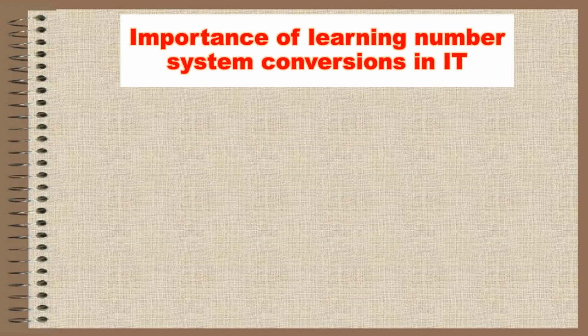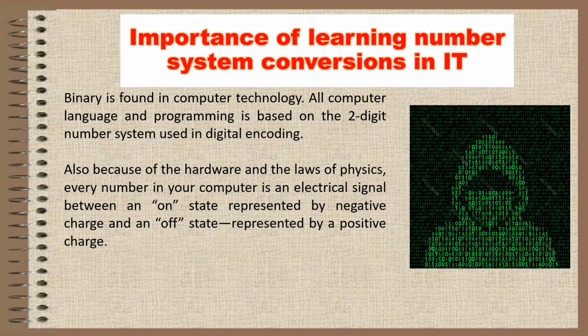Importance of learning number system conversion in IT. Binary is found in computer technology. All computer language and programming is based on the two-digit number system used in digital encoding. Also, because of the hardware and the laws of physics, every number in your computer is an electrical signal between an on state represented by negative charge and an off state represented by a positive charge.